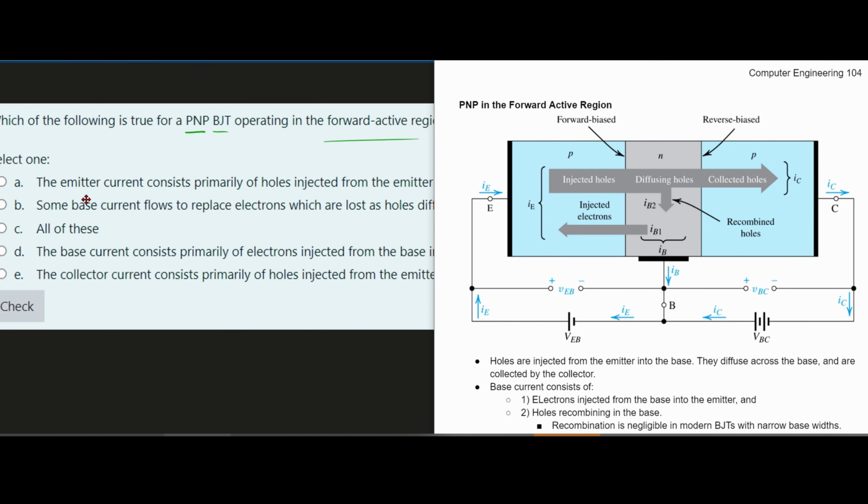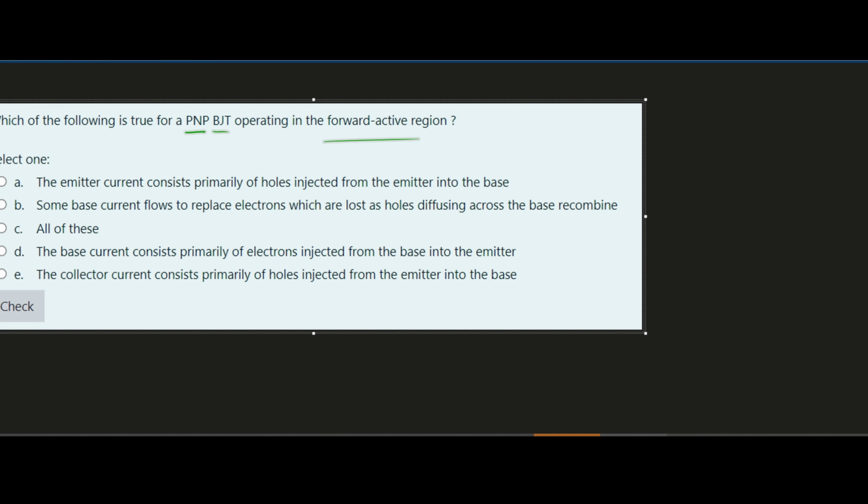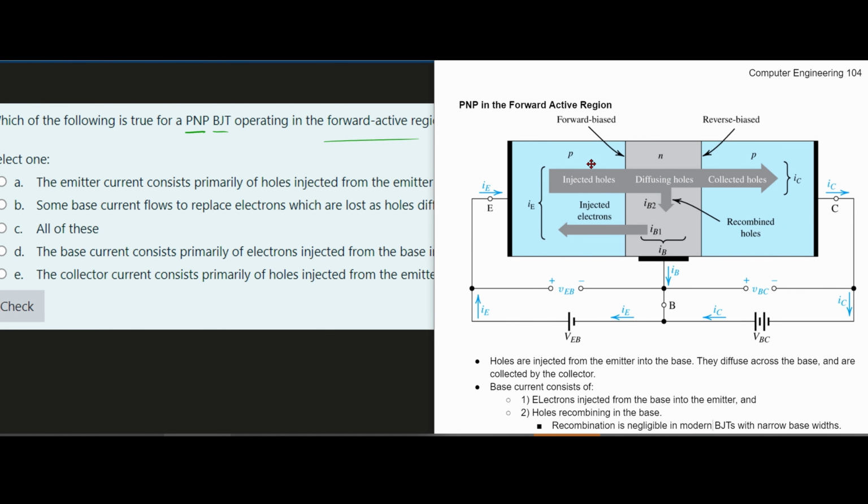So for part A, the emitter current consists primarily of holes injected from the emitter into the base. If we look at this, we have our holes right here, and they're injected holes, and they go from our emitter side into the base right here. And that's what the emitter current primarily consists of.